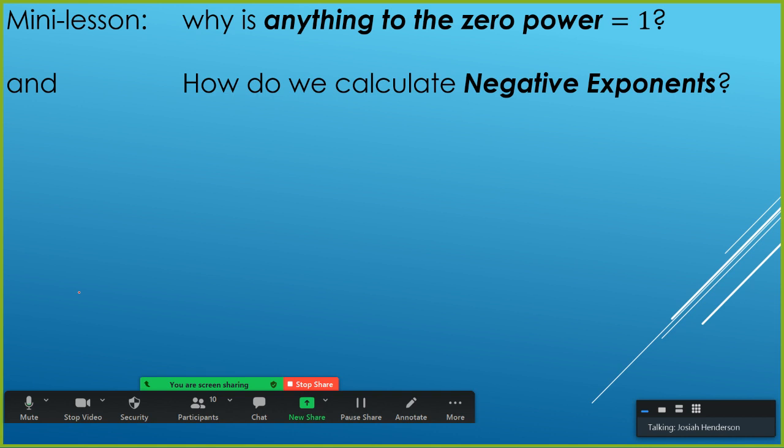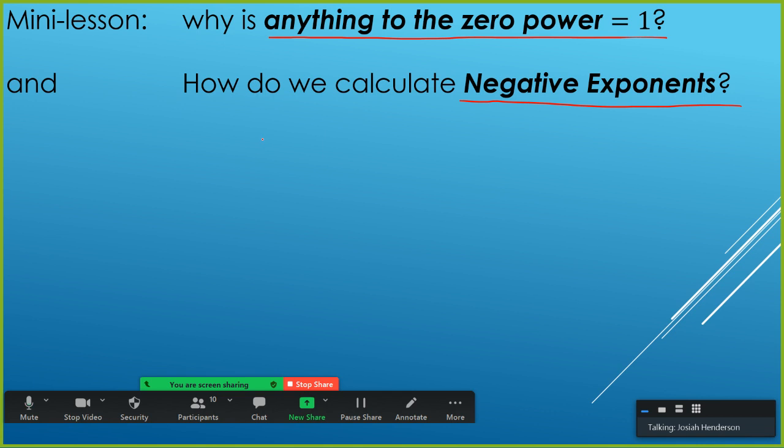I want to have a quick side lesson with you and review this with you on these two questions. Why is anything to the 0 power always equal to 1? And then how do we calculate negative exponents? How do we deal with those? Yesterday, I told you to basically just trust me on anything to the 0 power is 1. I want to show you why that is, though. So let's do a quick example for this to answer these two questions.